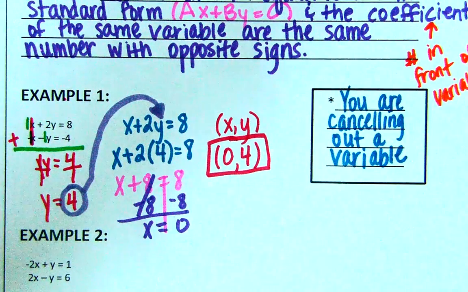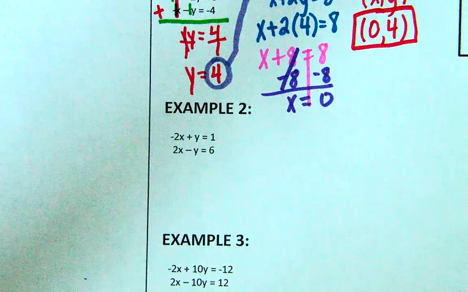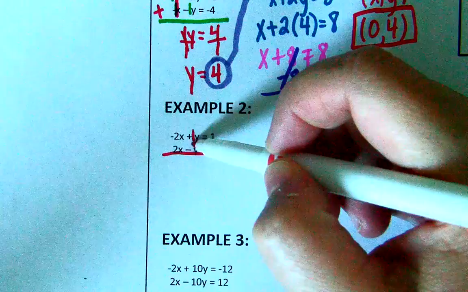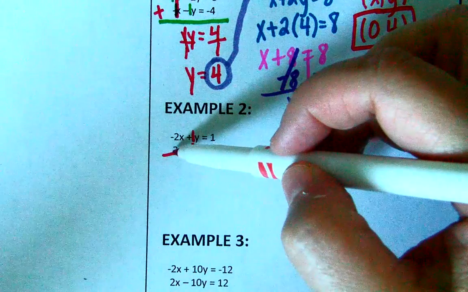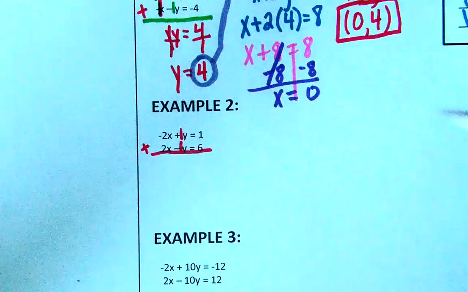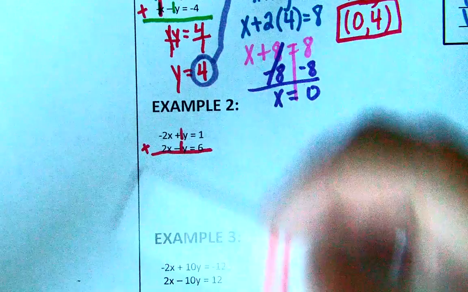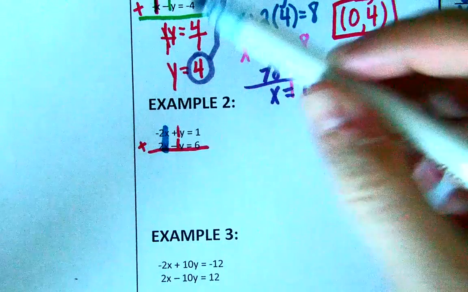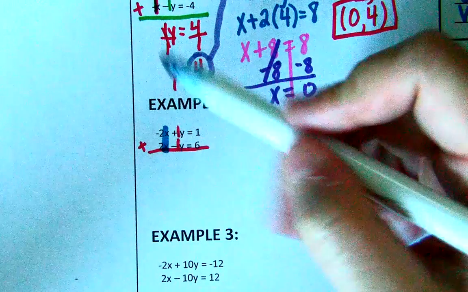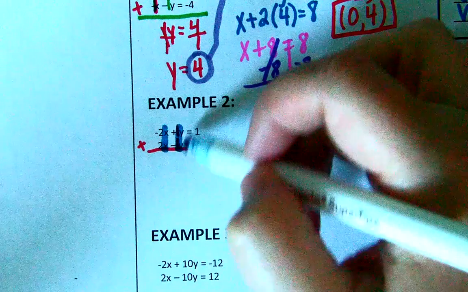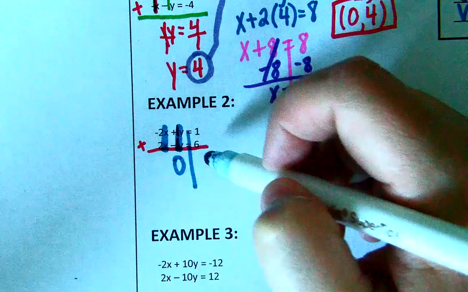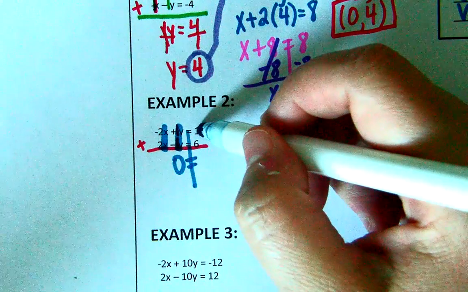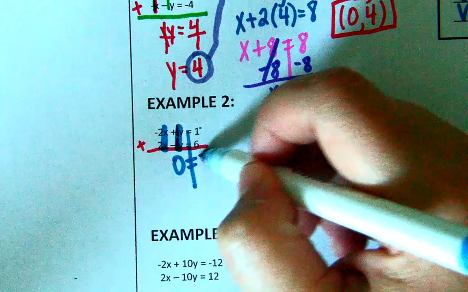Okay? So now let's look at example number 2. And remember, if there's not a number there, we put an imaginary 1. We have negative 2x plus, because you're always adding the equations together, plus 2x. Well, that cancels out, because that's going to equal 0. And then we have 1y plus a negative 1y. Well, that cancels out as well. So we're left with 0, because both of the variables canceled out. Equals, and then we just add the numbers together. 1 plus 6 gives me 7.